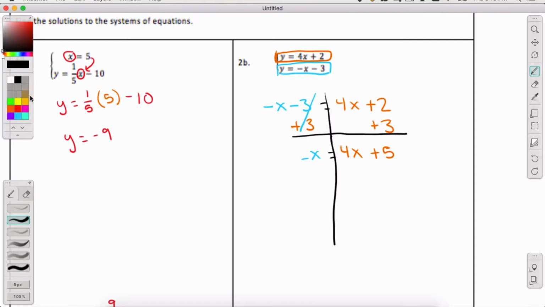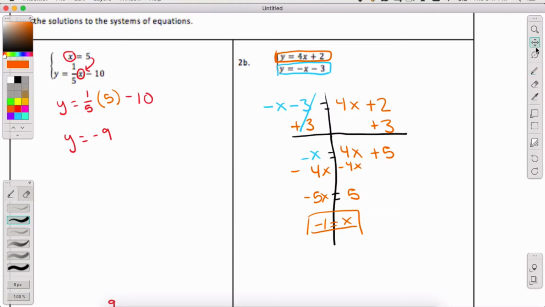I want to get all my x's to one side. So I'm going to subtract 4x from both sides, and I end up with -5x equals 5. Now what times -5 will give me 5? That's going to be -1. So -1 equals x.